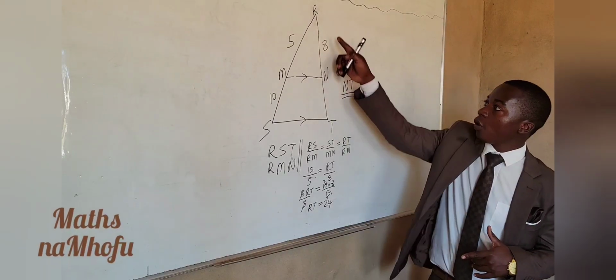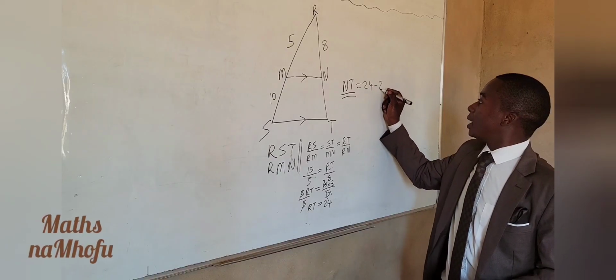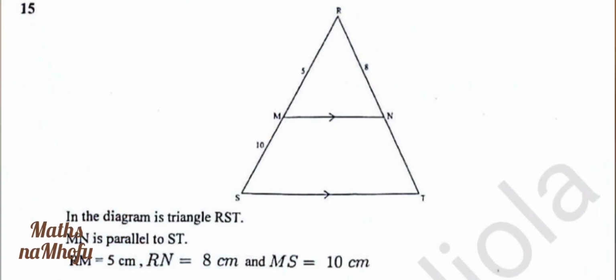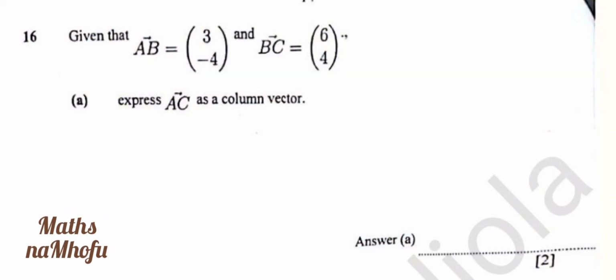we are going to say 24 minus 8, right? So NT equals 24 minus 8, which is equal to what? 16, right? Our answer is 16. 16 what? Centimeters, because we are given units here. They told us the units are centimeters. Now let's move on to number 16.